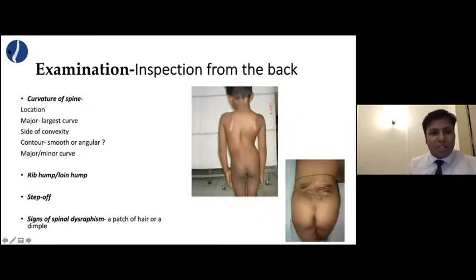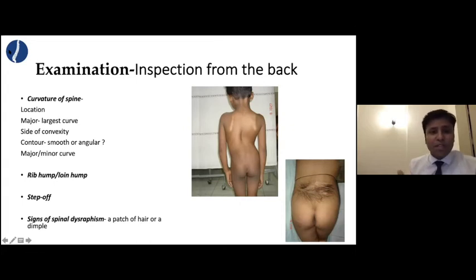Now, curvature of the spine. Describe, use the right adjectives. Record what's the location of the curvature of the spine. Is it thoracic or is it lumbar? What is the major curve? Which is the largest curve? What is the side of convexity? A scoliosis is always named according to the side of convexity. Look at the contour. Is it smooth or angular? Angular scoliosis indicates underlying neural abnormality and has to be investigated with an MRI scan.